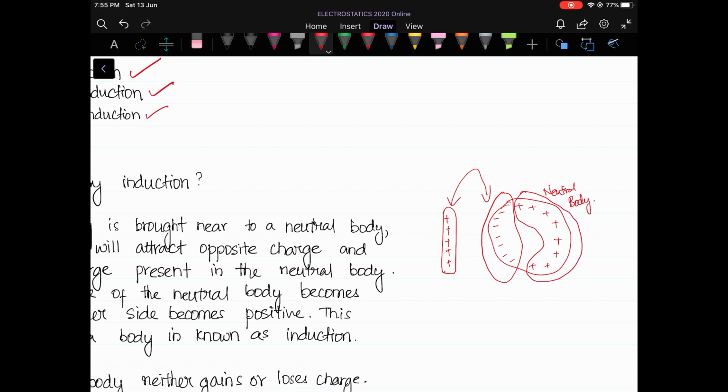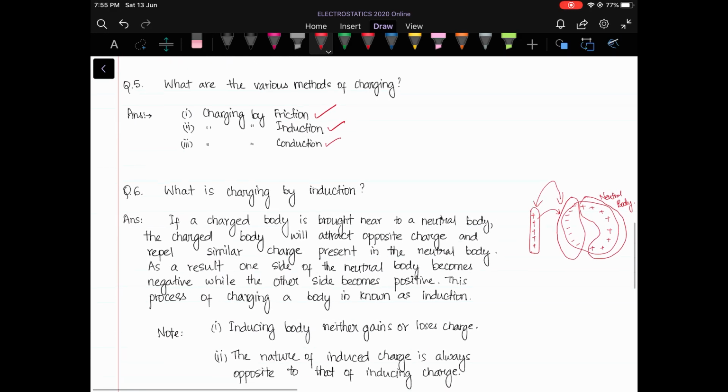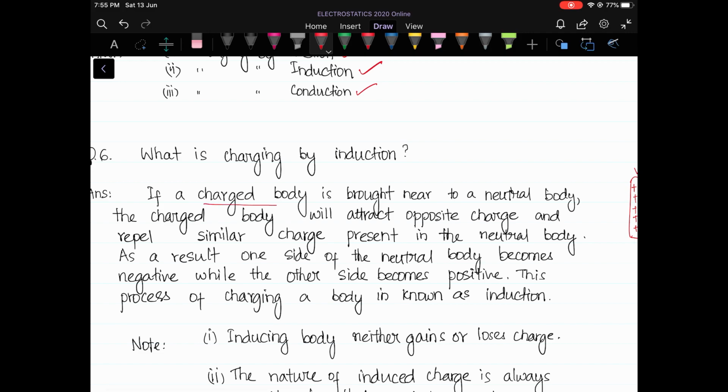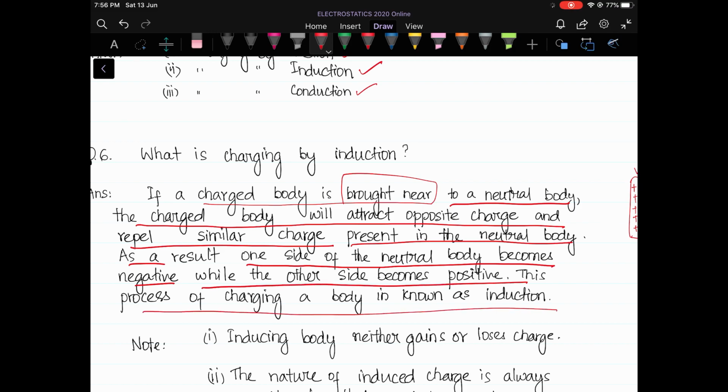In this process, notice we have not touched the charged body with the neutral body, and this is what we call induction. So if a charged body is brought near, not in contact but just brought near to a neutral body, the charged body will attract opposite charge and repel similar charge present in the neutral body. That means we are talking about protons and electrons. As a result, one side of the neutral body becomes negatively charged while the other becomes positively charged. This process is what is known as induction.